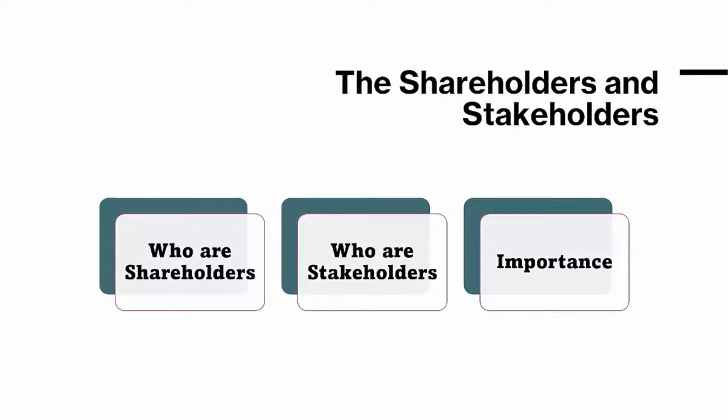For example, if the company's value increases, so does the value of their shares. Shareholders may receive dividends, which are portions of the company's profits distributed to shareholders. They have certain rights, like voting in important company decisions, such as electing board members or approving major changes.